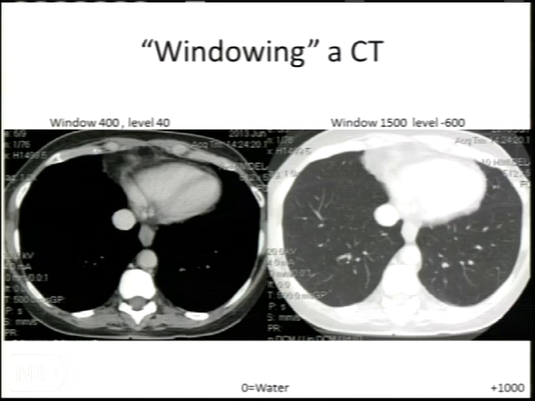So I want to go over the basics of looking at a CT scan. These 2 images are exactly the same, but they look very different. On the left is a so-called mediastinal window, where we accentuate structures in the mediastinum, like the heart and the aorta here. There's a nodule here.